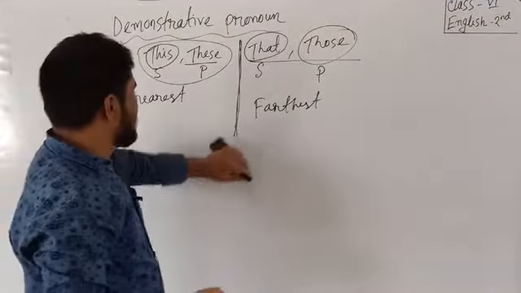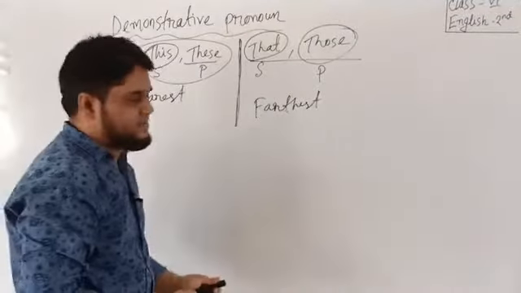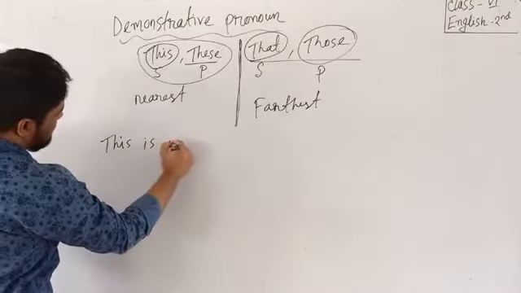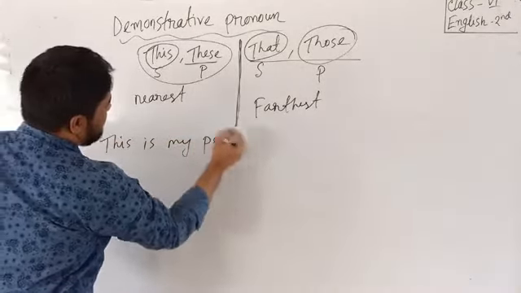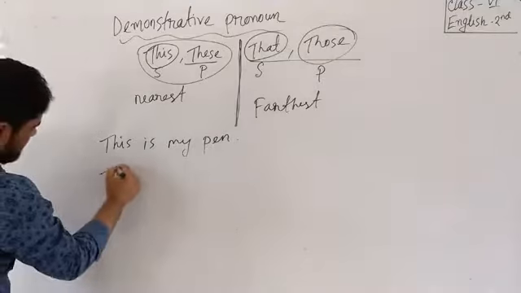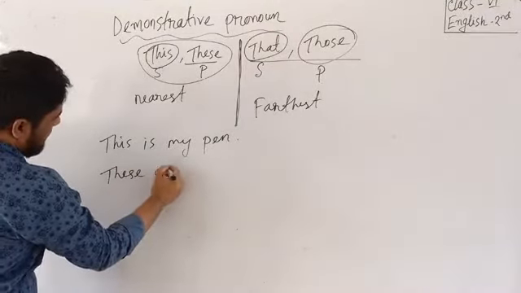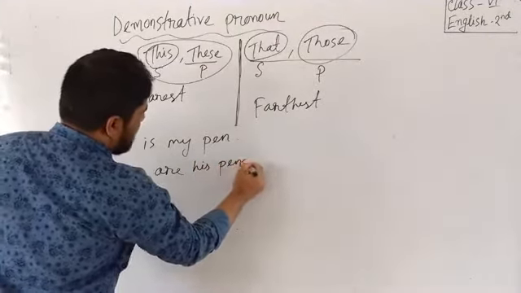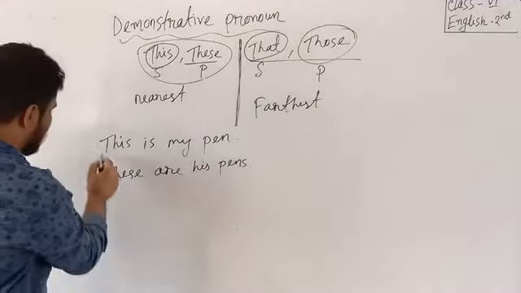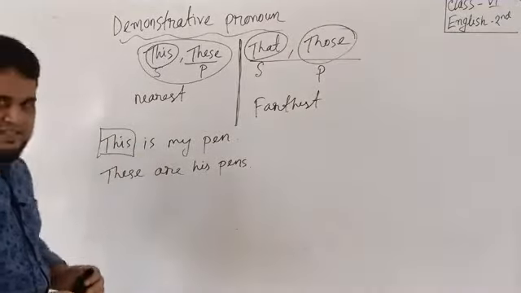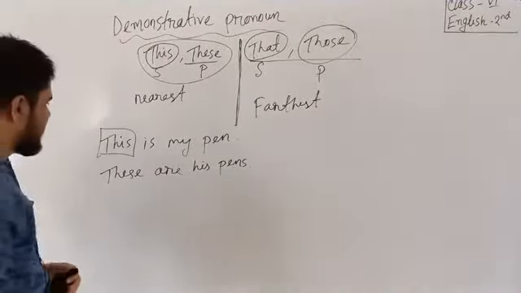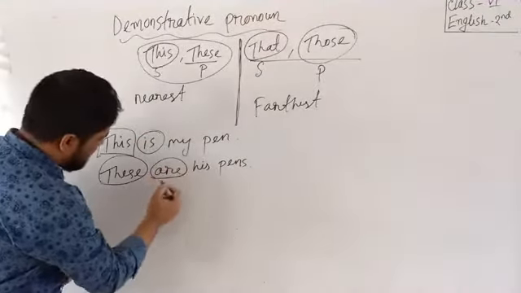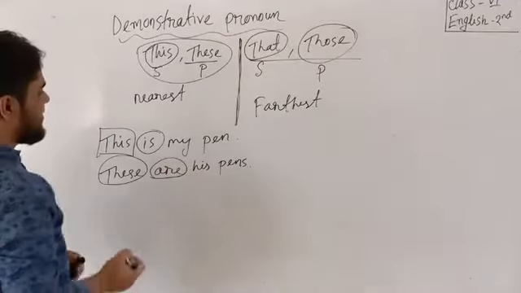So let's know how we can use them in a sentence. Okay, this is my pen. These are his pens. My dear students, please look at the board. This is singular, and we know that if the subject is singular, the verb will also be singular. That's why we can use is. And again, these is plural, and the verb also becomes plural. So I think you can understand.